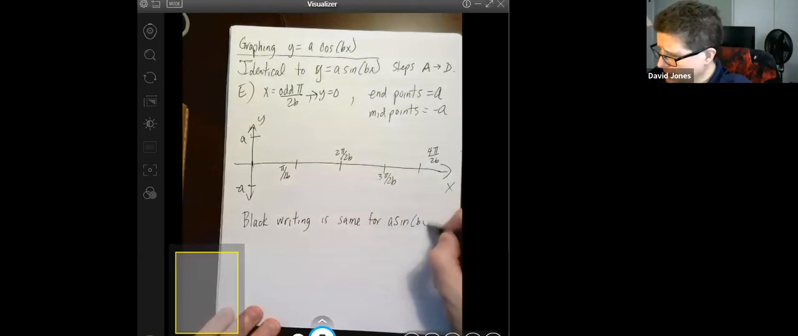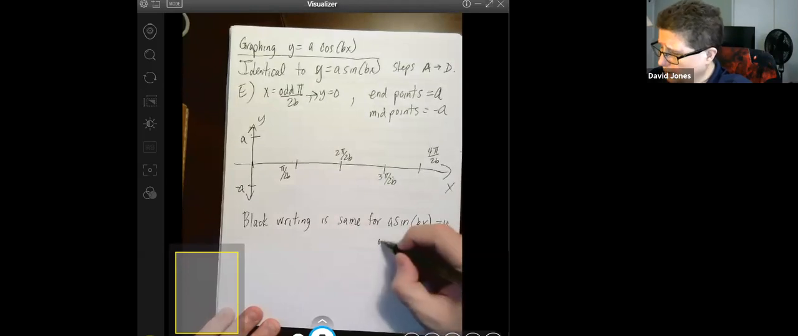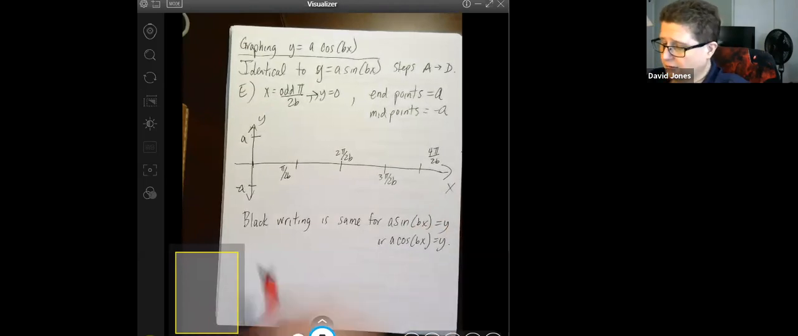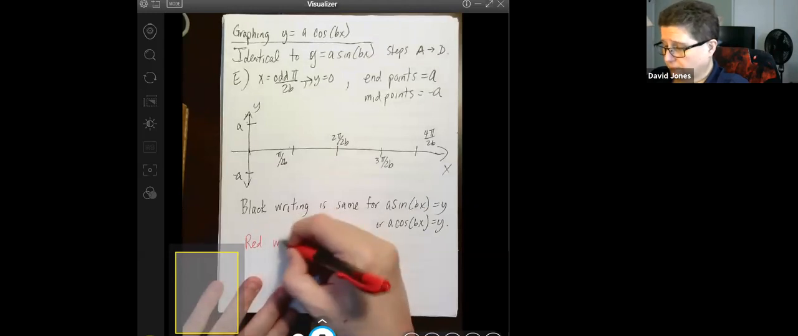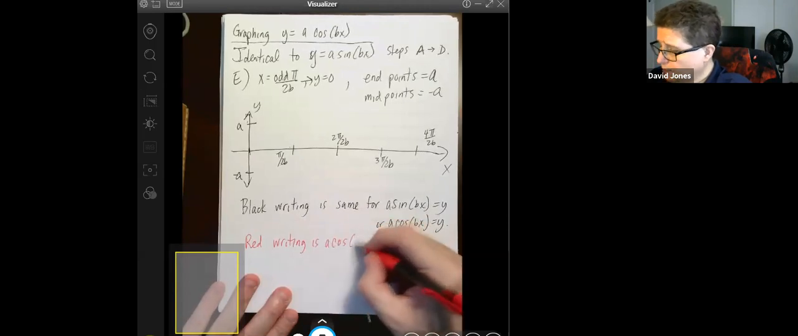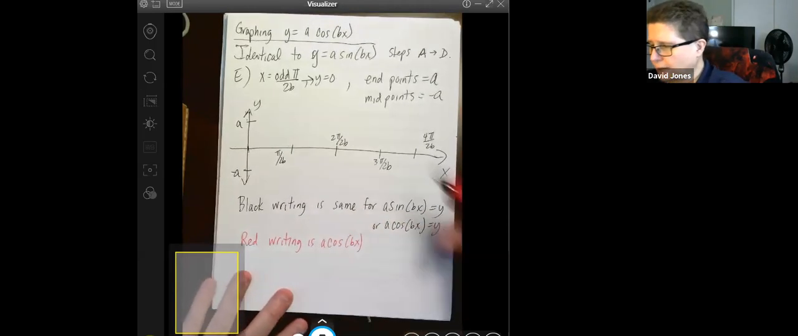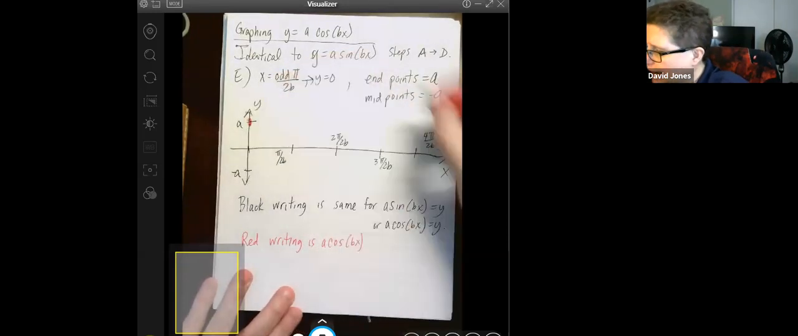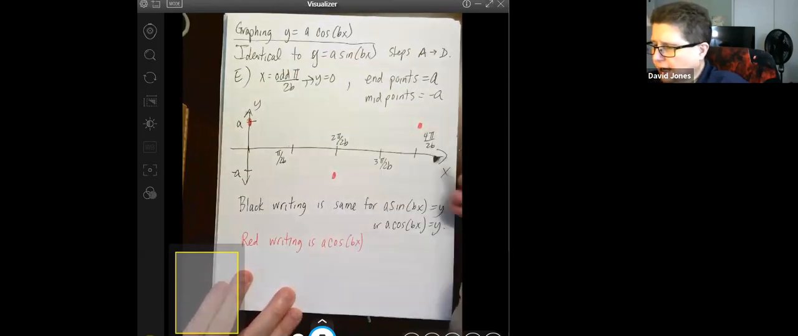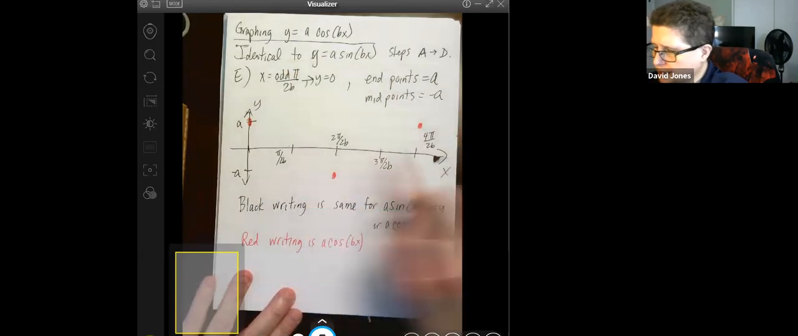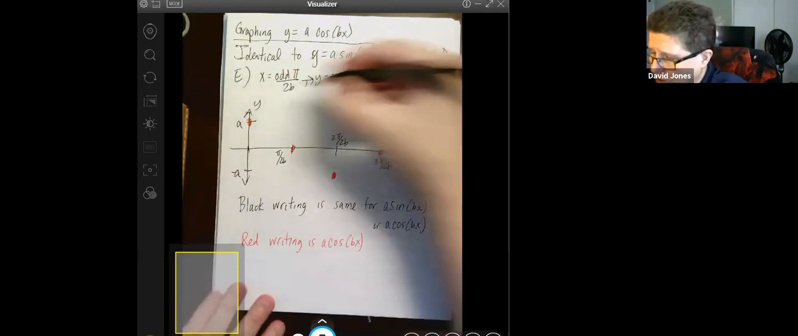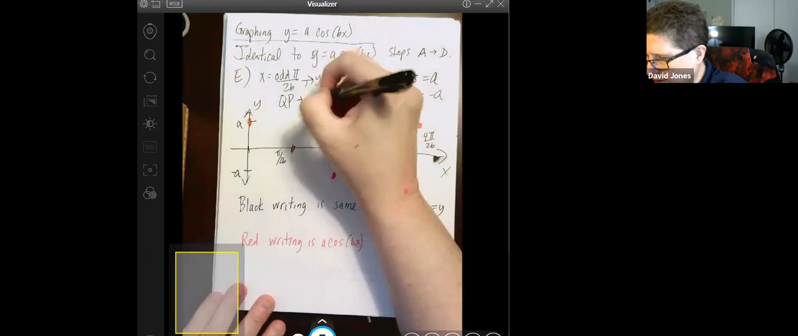A sine bx equals y, or a cosine bx equals y. The red writing is different. Red writing is a cosine of bx. So our endpoints are at a and a. Our midpoint is negative a. And our quarter points are 0. I didn't write that down. Quarter points, y equals 0.